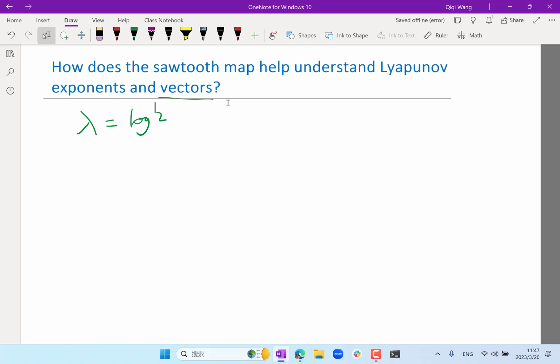Contrast this with a stable dynamical system, for example, x(n+1) equal to x(n) divided by 2. Then every iteration, you are shifting towards the other side. You are forgetting one bit of information.